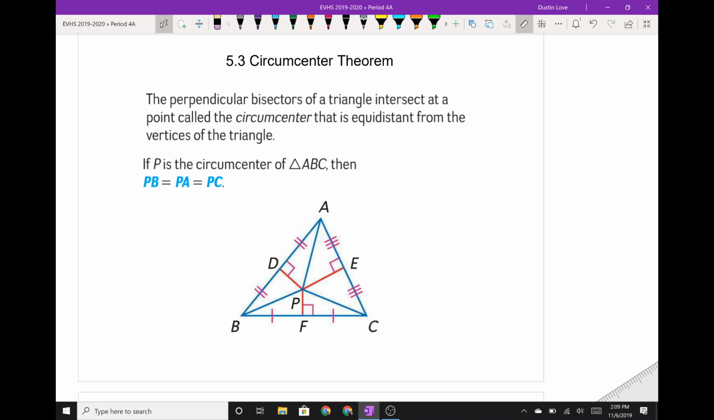Here's what you need to know about the circumcenter. Perpendicular bisectors of a triangle intersect at a point called the circumcenter. That is equidistant from the vertices of the triangle. Which means that here, the distance from P to A is the same as the distance from P to B, which is the same as the distance from P to C. The circumcenter is equidistant from the vertices. Make sense?